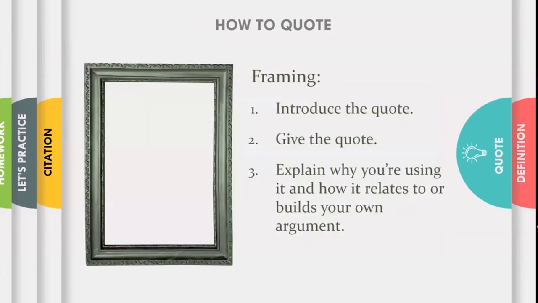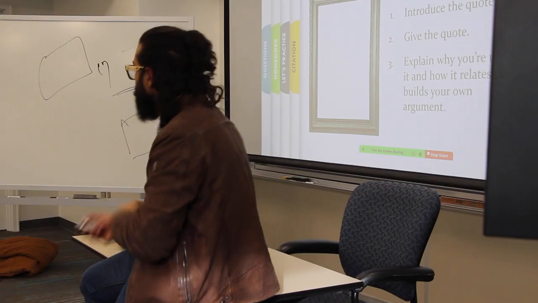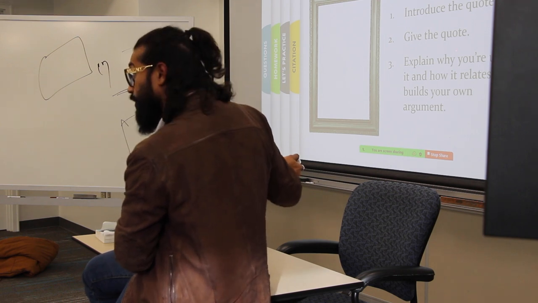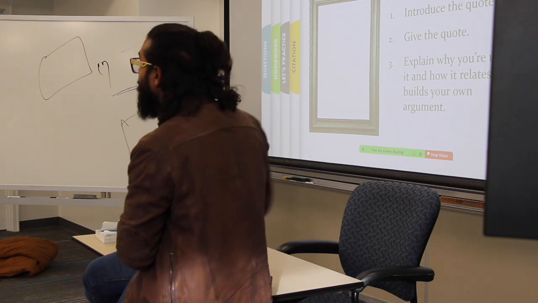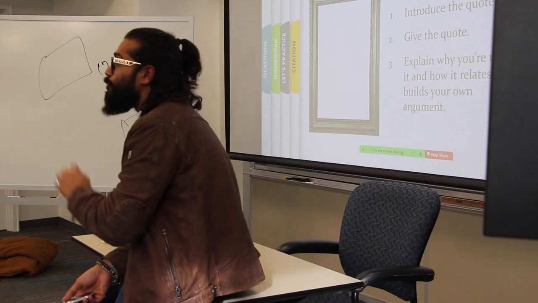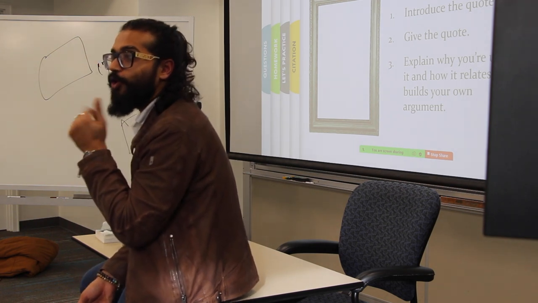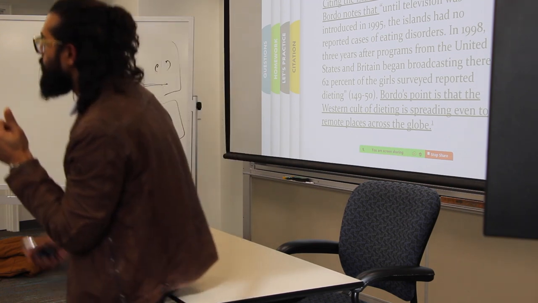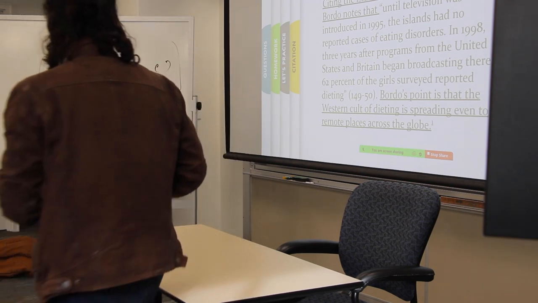So now the basic, as I said, the sandwich code, the way a quotation is composed, is this. We introduce the quote, we give the quote, and then we explain why we're using it. We just don't leave it like that when we quote it. For instance, let's have a look at this example. Any volunteer who'd like to read it out loud?